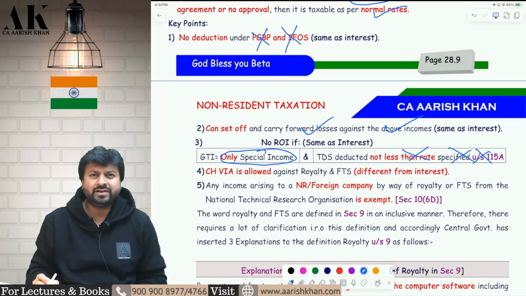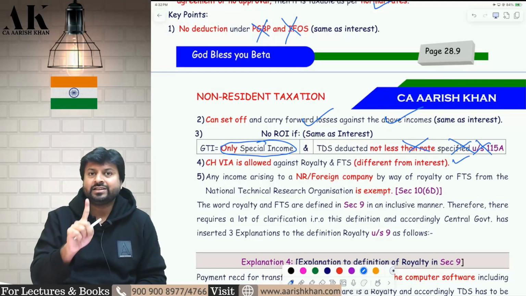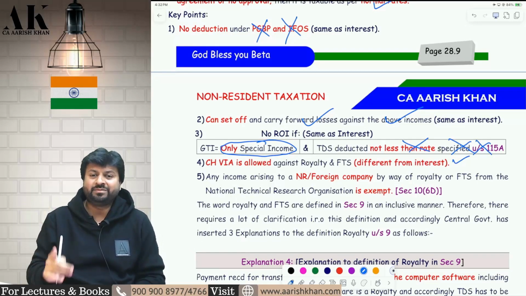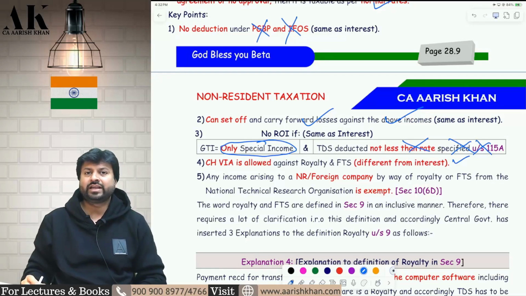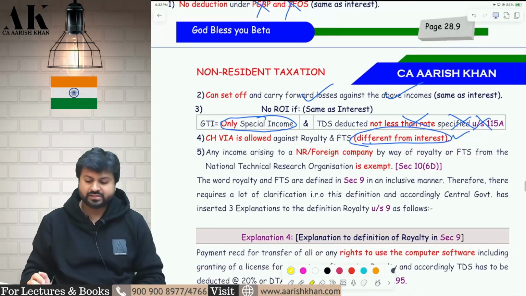Whether Chapter 6A is available from the above income? The answer is yes. In the previous case, in interest, Chapter 6A was only allowed against 80LA income, not against all income. But here, Chapter 6A is allowed against all incomes. So this point is different from interest. I hope it is clear to all of you.